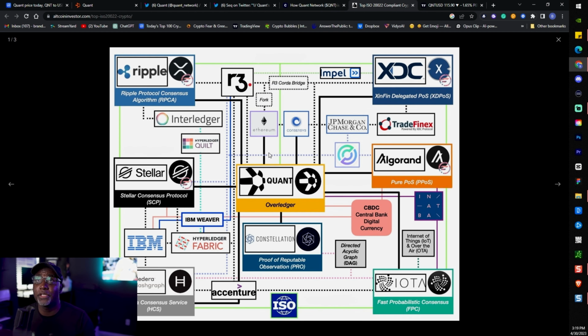ISO 20022. As you can see, these are the current compliant crypto projects: HBAR, IOTA, Algorand, XDC, Quant, Stellar, XRP. You can see it, and you can kind of see how it all takes shape. And who's in the middle of this? Quant, Overledger. Now, we're not about to break this down and go through all the lines, but you can see who's in the middle. They got the central bank digital currencies right there. Constellation right there. Here's the ICE.